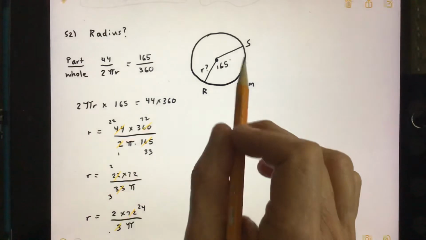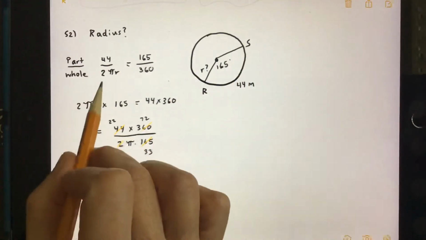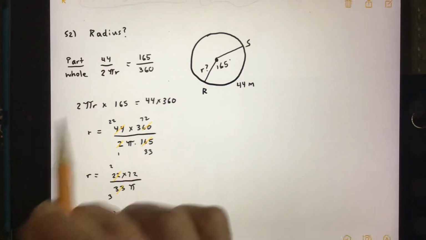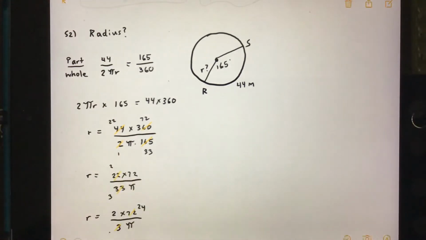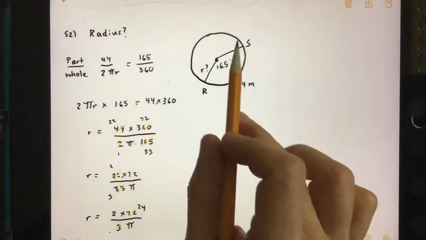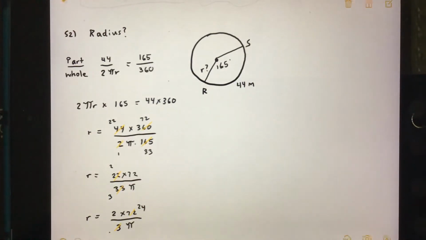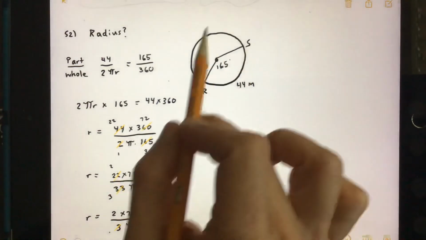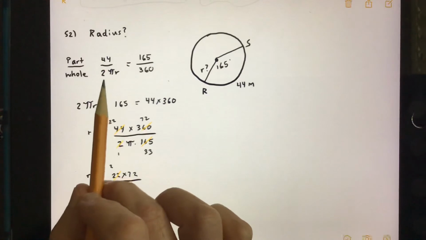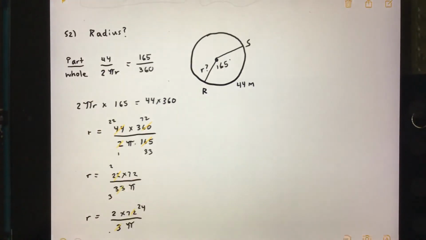So this arc to the entire circle, 44 to 2 pi r, which is the formula for the circumference of a circle, knowing that I'm going to be solving for r. And that's going to be equal to the part that I'm working with. That's the 165 degrees. That's the measurement of the arc RS, and that compares to the entire 360 degrees for the full circle, and the full circle, of course, when we're looking at the circumference, is 2 pi r.